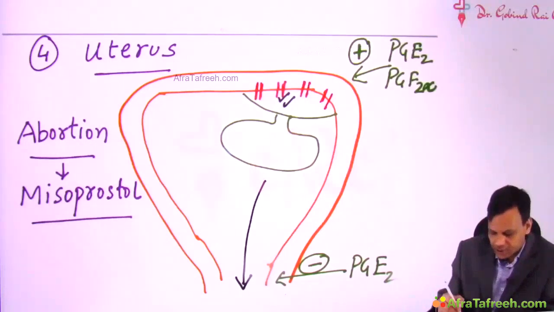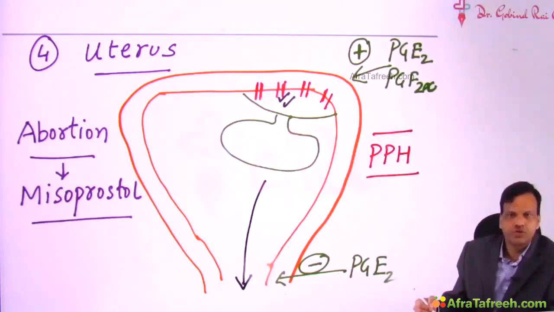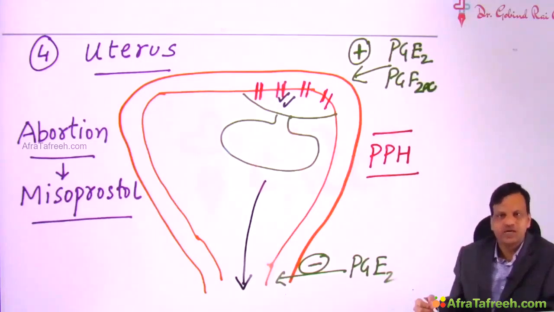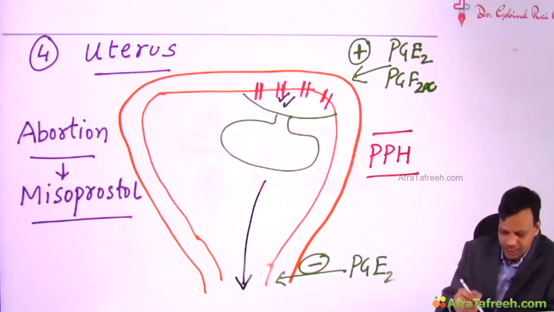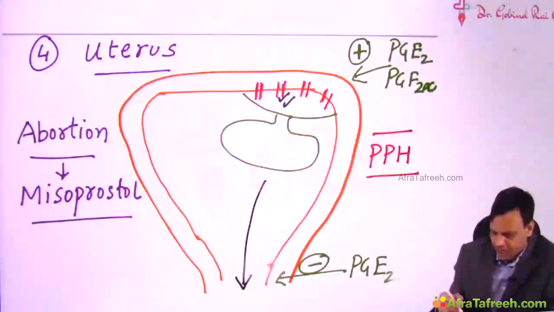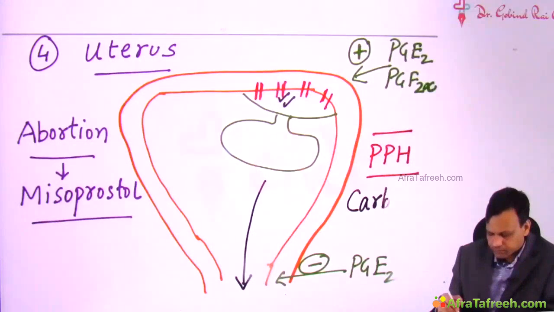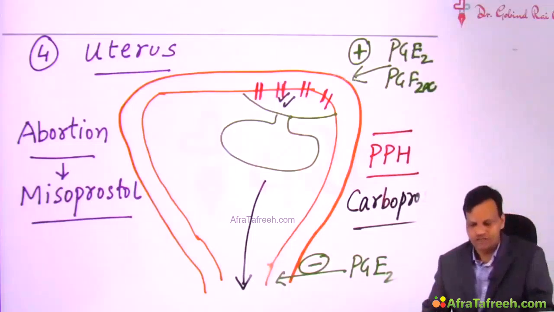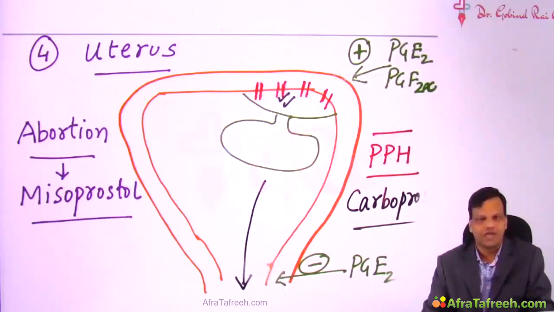And this bleeding is known as postpartum hemorrhage, short form PPH. So for treatment of postpartum hemorrhage, we have to contract the uterus. If the uterus is contracted, PPH will be treated. So we can utilize drugs like carboprost for treatment of postpartum hemorrhage. Carboprost, which is PGF2 alpha, can be used for postpartum hemorrhage.